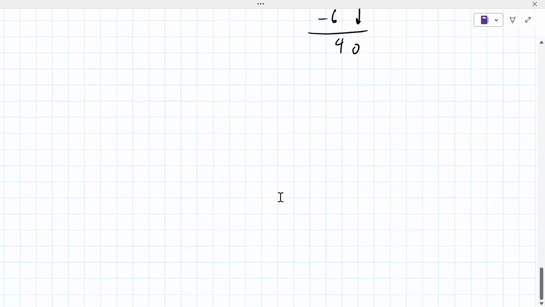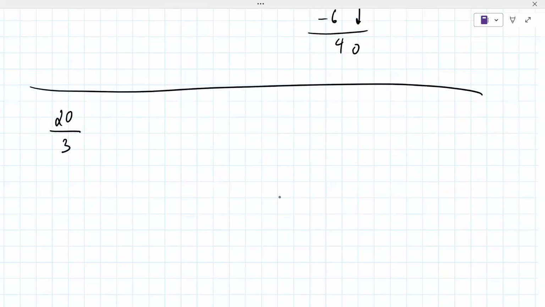Let's try another one here. 20 divided by 3, please. All right, let's make it a negative. Just throw that in there. Haven't done any negatives yet.